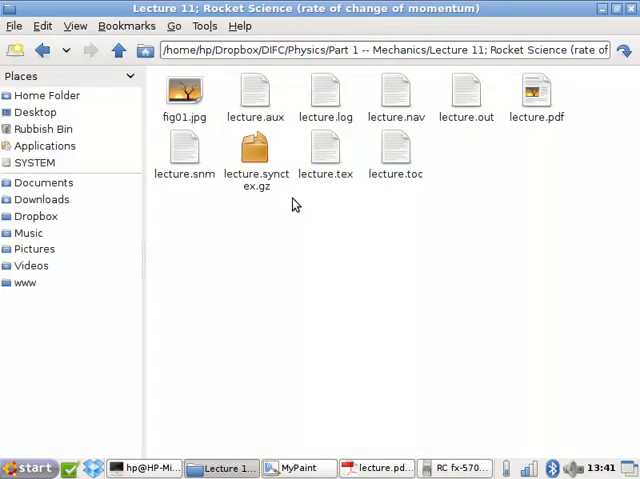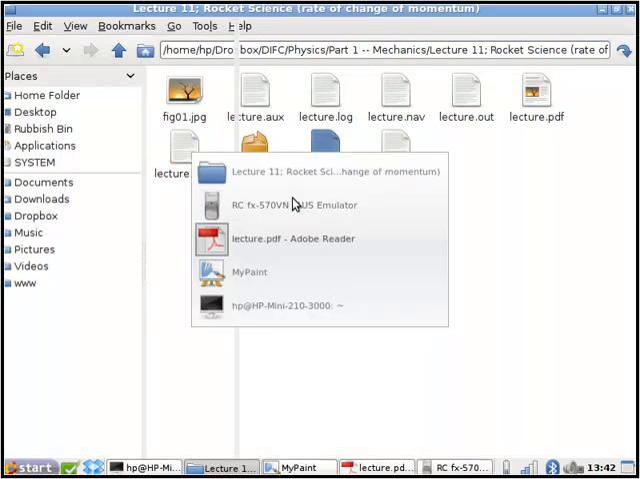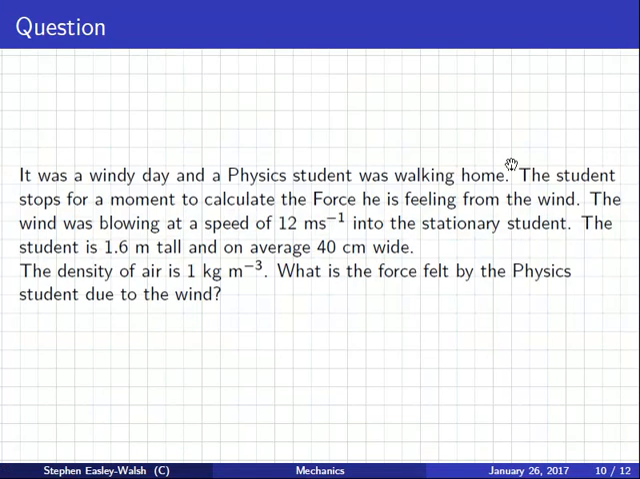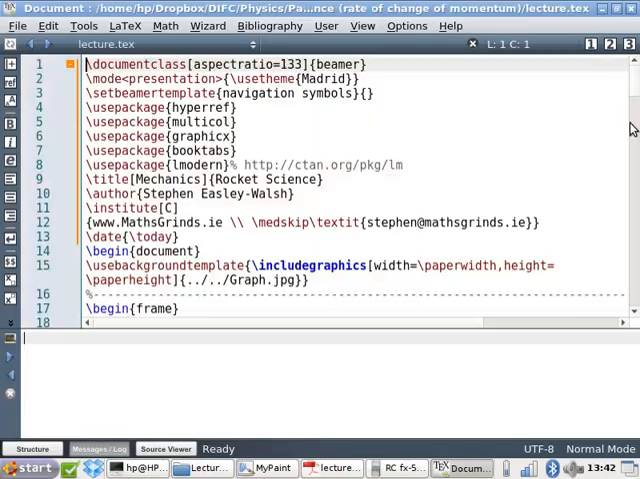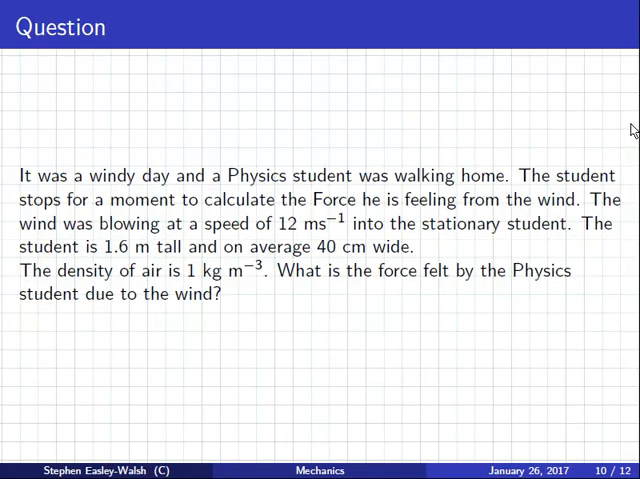Now the next example is harder. Okay. It's a windy day and a physics student was walking home. The student stops for a moment to calculate the force he is feeling from the wind. The wind was blowing at a speed of 12 meters per second into the stationary student, the student standing at rest. The student is 1.6 meters tall and 40 centimeters wide. The density of air is about 1 kilogram per meter cubed. What is the force felt by the physics student due to the wind?